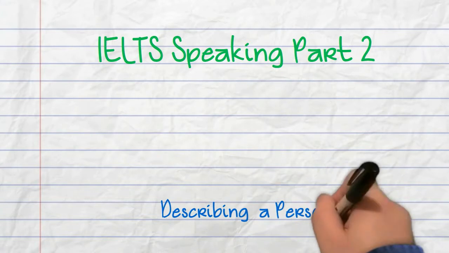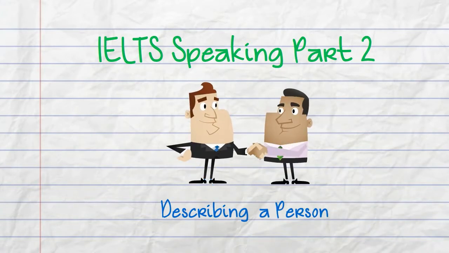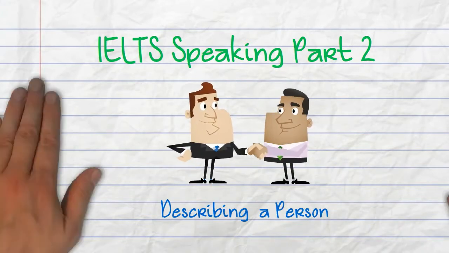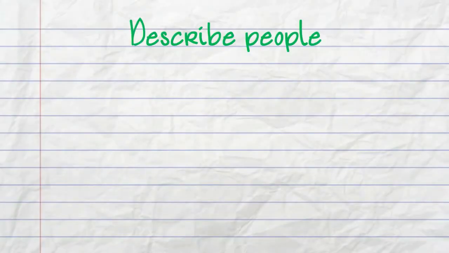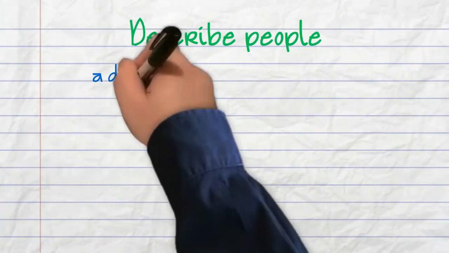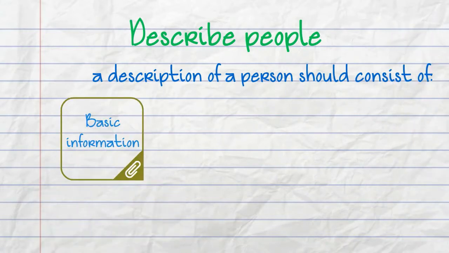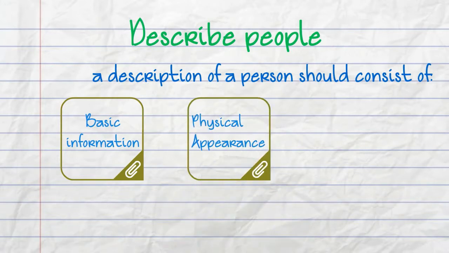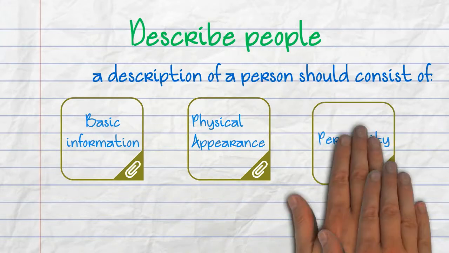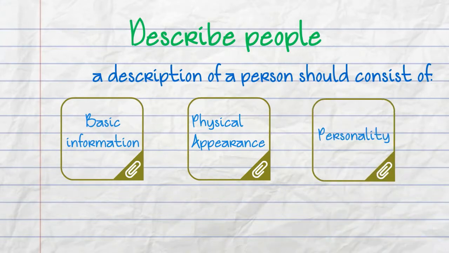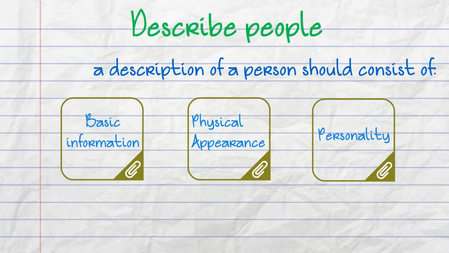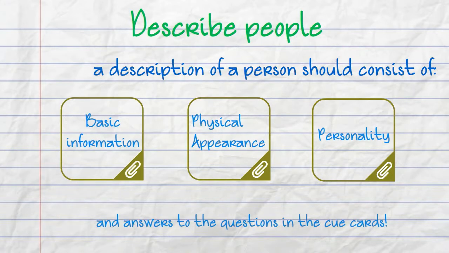Hi everyone, today we're going to learn how to describe a person in part 2 of the IELTS speaking test. When you want to describe a person, you should talk about these three things. The first thing is the basic information. The second thing is the physical appearance. The third thing is personality. And of course, remember to give answers to other questions in the cue card.